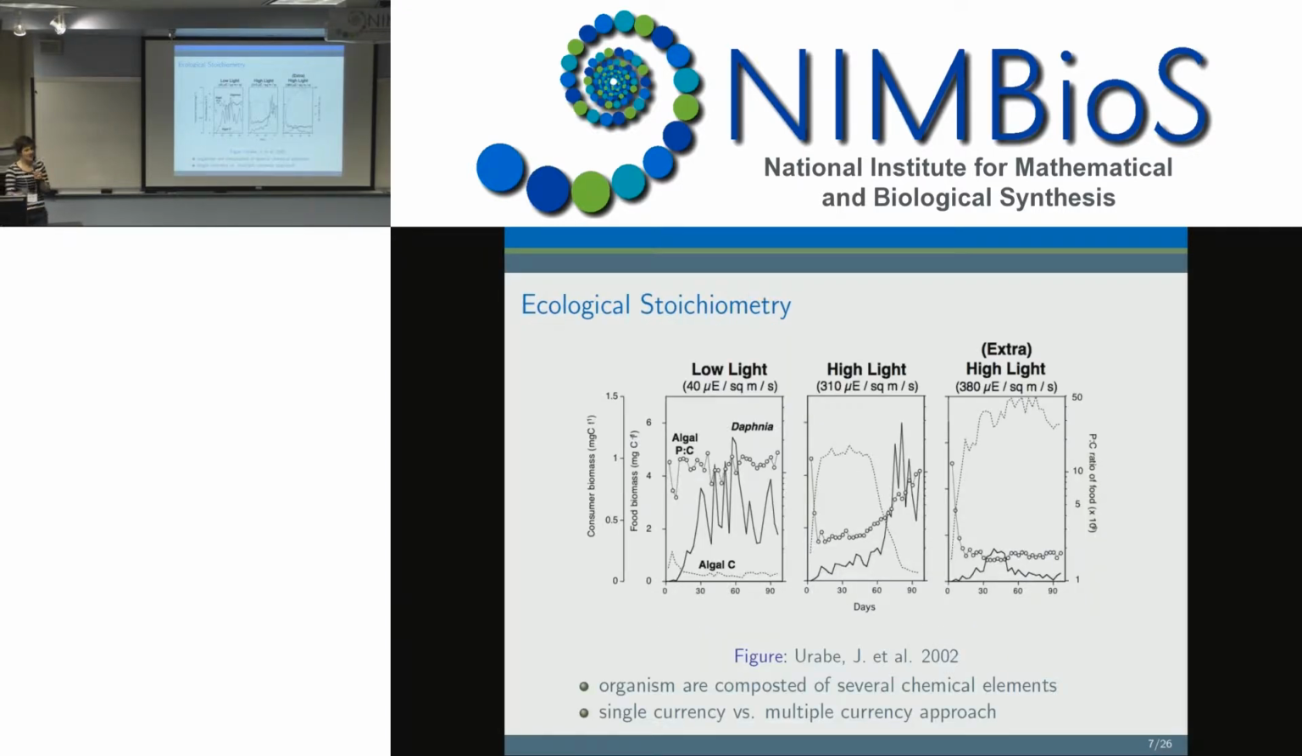This is some data. This is actually the same data set that Hao showed you that Jutaro Urabe collected, where he did the same experiment, but rather than just having MATLAB do it for you, he actually did it. So he manipulated different levels of light, kept track of the carbon in the algae and in the Daphnia population. So you can see under low light, algae is not doing so well because it needs that light. But the Daphnia population right here is actually doing quite well.